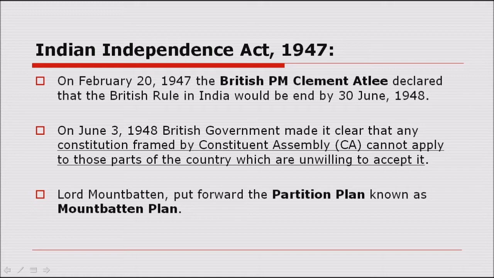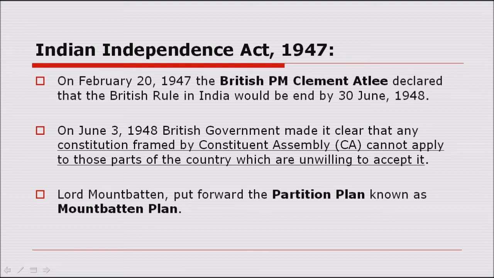Now we'll learn about the Indian Independence Act. Before we jump to the features of the act, we'll just see the background. On February 20th, 1947, the then British Prime Minister Clement Attlee declared that British rule in India would end by 30th June of 1948. On June 3rd, 1948, the British government made it clear that any constitution framed by the Constituent Assembly cannot apply to those parts of the country which are unwilling to accept it.